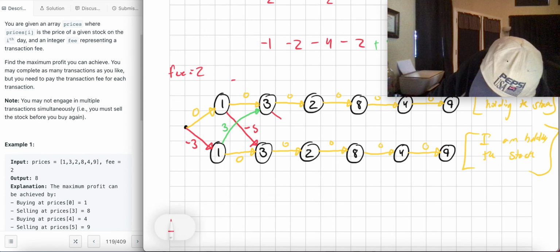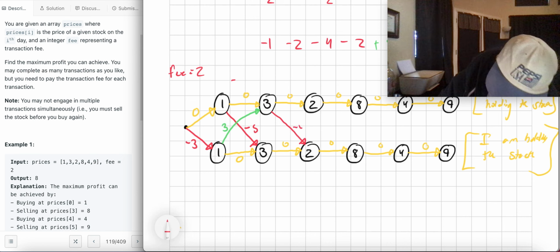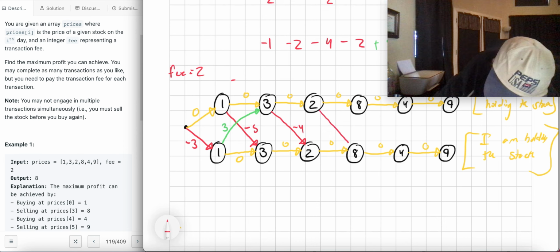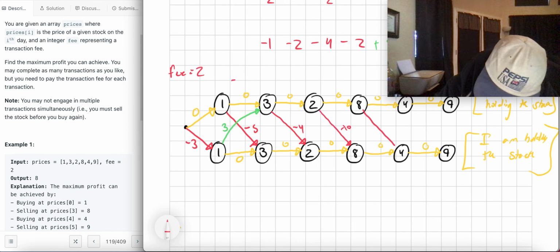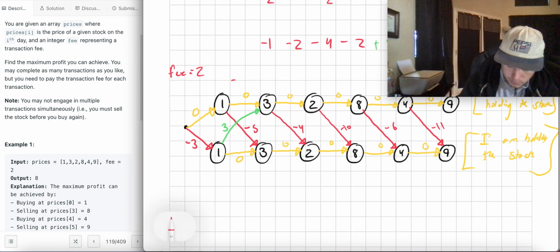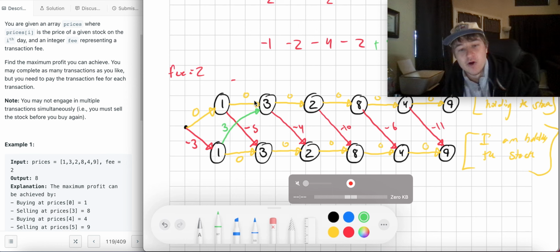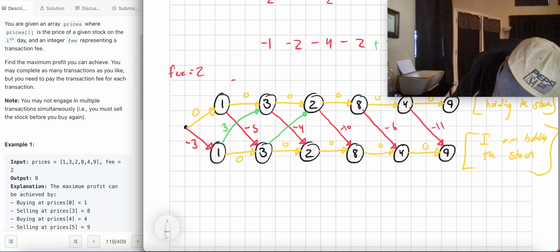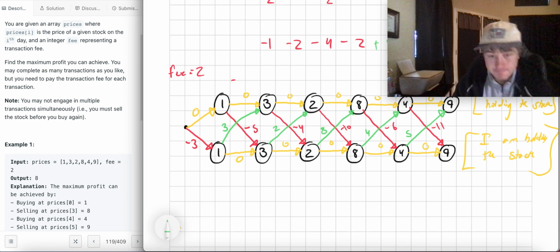If I buy the stock, it's going to put me -4 in the hole. At 2, this is going to put me -10 in the hole. This is going to put me -6 in the hole. And this is going to put me -11 in the hole. Because each time I buy the stock, if I'm not holding in order to buy it, I'm going to have to spend this much. And then on the other side, if I sell the stock, here I'll get 2. Here I'll get 8. Here I'll get 4. And here I'll get 5.